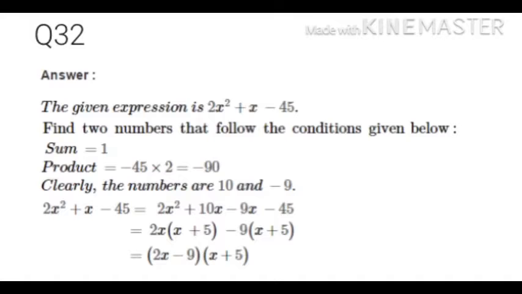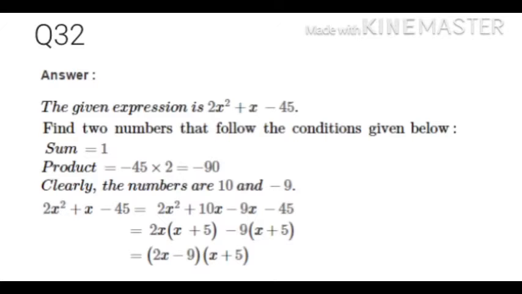Next is the 32nd. Now the question is 2x square plus x minus 45. Find two numbers that follow the conditions given below. Sum is equal to 1 and the product of the first term and the last term, means 2 and minus 45, is minus 90. By finding the factors of 90, we clearly know that the numbers are 10 and minus 9.